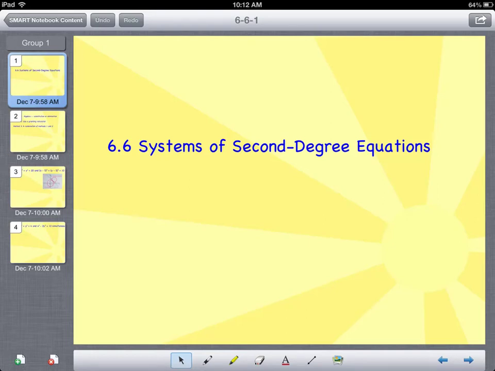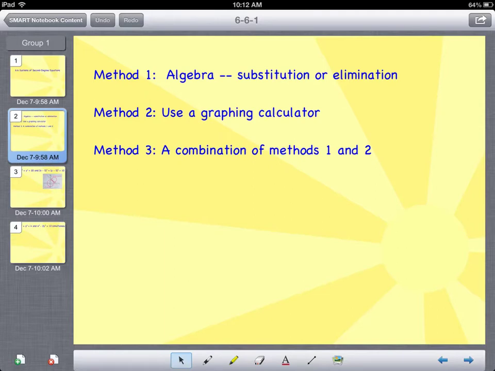The last section of the chapter that we are going to go over is section 6, Systems of Second-Degree Equations. 3 methods to note here. First of all, in order to solve equations simultaneously, or where you find their intersection points, you can use method 1 using algebra. That means substitution or elimination.